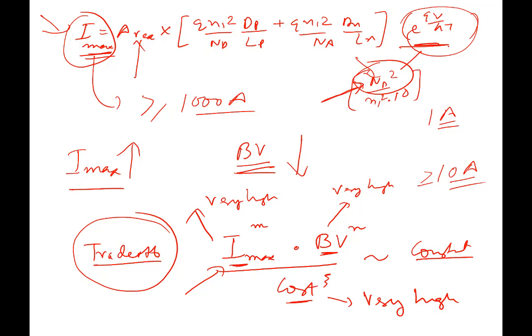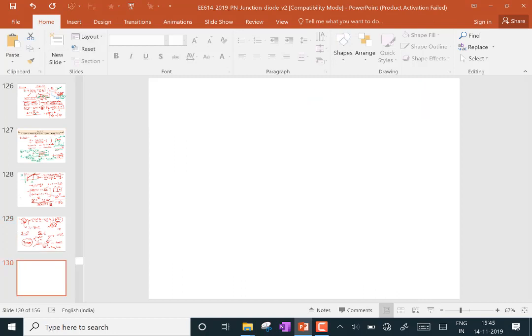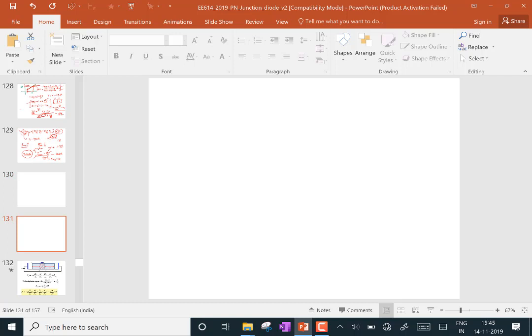Okay, all right, so with this, I want to end the forward bias. I hope you understand what is happening in the forward bias. Okay, now the reverse bias part. Let's look at the reverse bias part. So we have, let me draw the diode here.